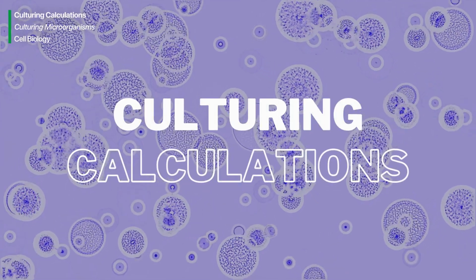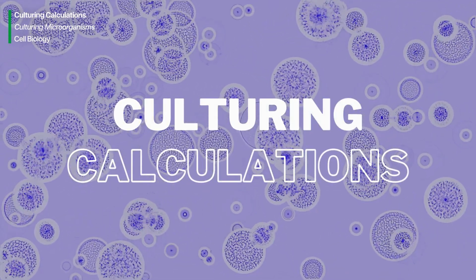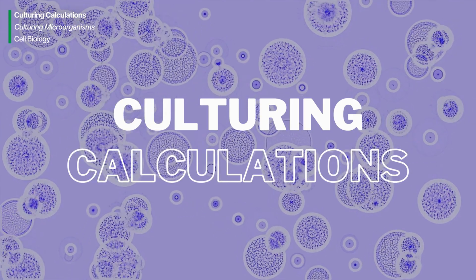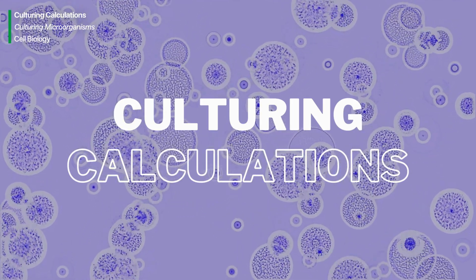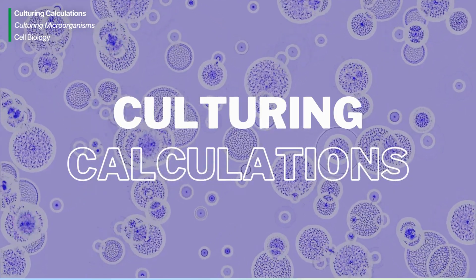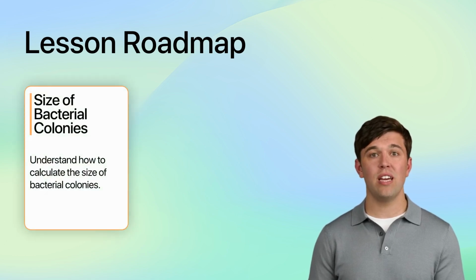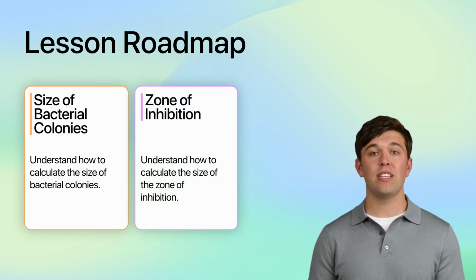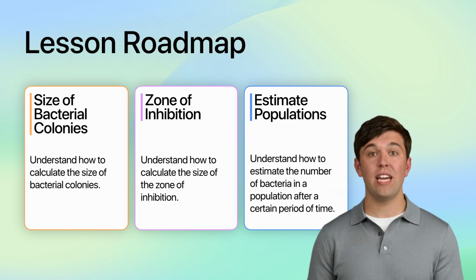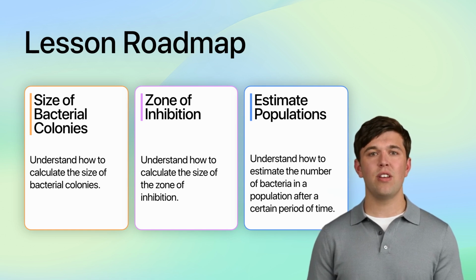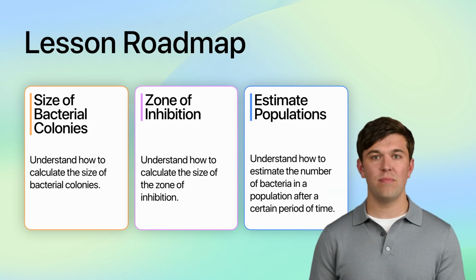Welcome to today's lesson on analysing the results of culturing bacteria. In this lesson, we will explore how to interpret the outcomes of bacterial cultures, with a specific focus on understanding the size of bacterial colonies. In today's lesson, you will learn how to calculate the size of bacterial colonies and the zone of inhibition, as well as how to estimate the number of bacteria in a population after a certain period of time. This analysis is crucial for various applications, including identifying bacterial strains and evaluating the effectiveness of antibiotics and antiseptics.